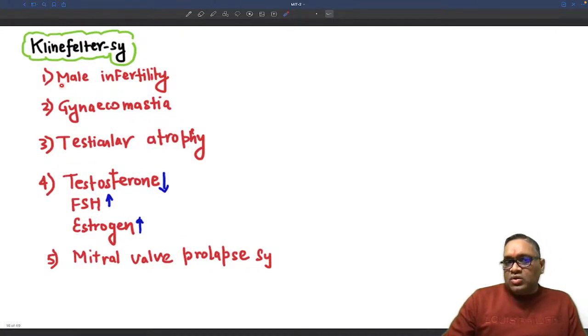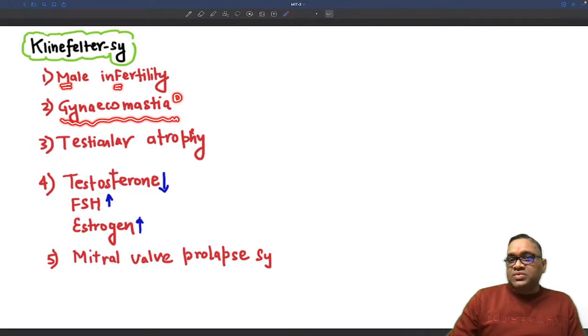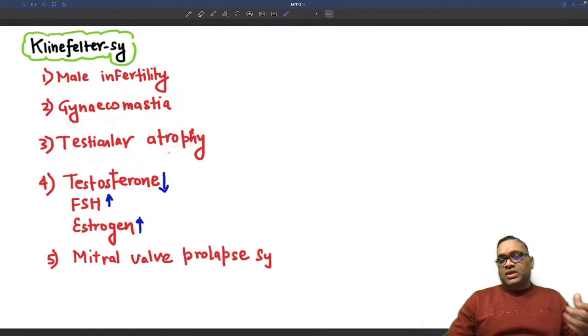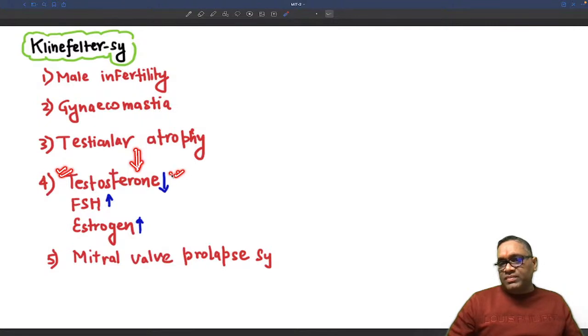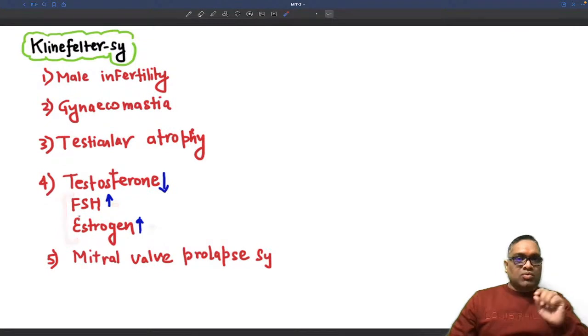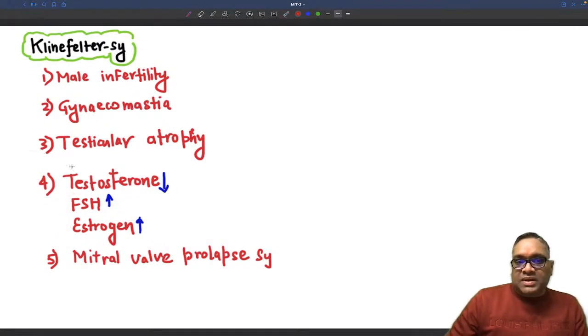Right? So Klinefelter syndrome, how will they present? Male infertility, gynecomastia. You have to remember this because this was a question in the exam. Gynecomastia will be present. Testicular atrophy will be there. So if they have testicular atrophy, what could be the finding? Testosterone level will be low. Because of the atrophy, testosterone level will be low, right? And FSH and estrogen levels will be increased. So that is the hormonal finding which you must remember, which examiners are very fond of asking in the exam. So please remember, testosterone is low, but FSH and estrogen levels will be high.